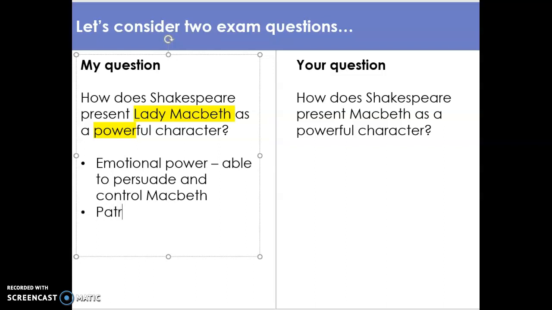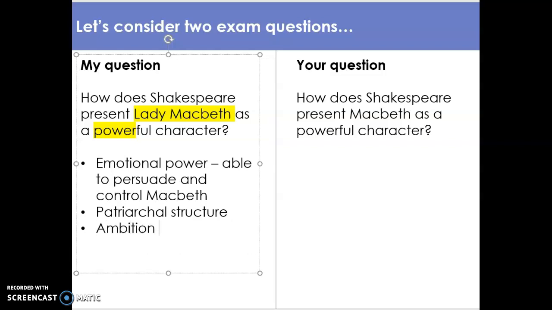We also need to talk about patriarchal structure here, don't we? Because Lady Macbeth ultimately lacks power because of the patriarchal structure of Jacobean England. She can't just choose to kill the king and enact that choice herself. She has to persuade her husband to do it. So we get a sense of powerlessness within that. But obviously she's able to use her other forms of power to overcome that limitation.